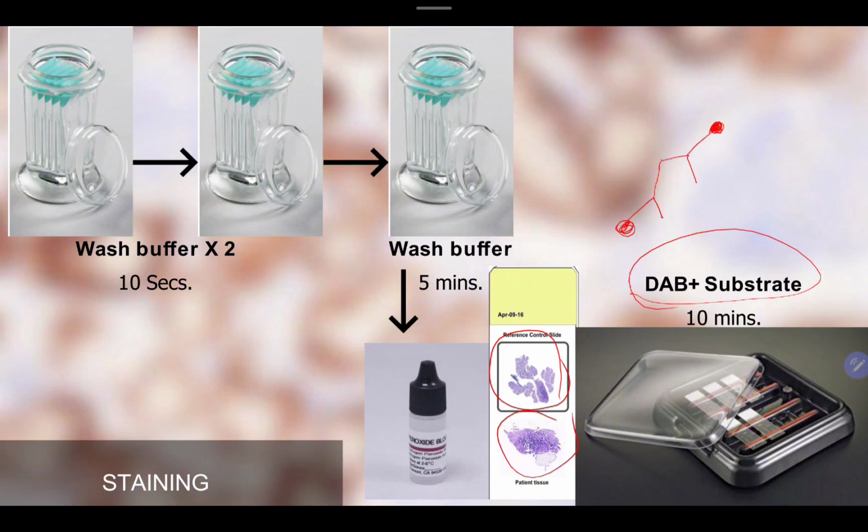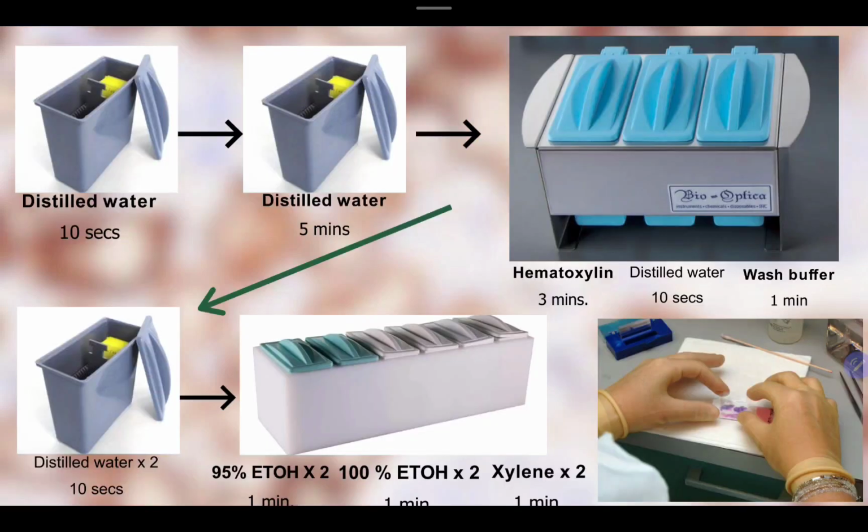And then the DAB substrate will attach, giving the color. This is what we will see under the microscope. So if you see something like this, you're sure it attached to your target antigen. Okay? After that, distilled water, 10 seconds. This is washing. Distilled water, and then counterstaining. Perform counterstaining using your counterstain, the hematoxylin. Distilled water, wash buffer, then distilled water again, times 2. Notice, 10 seconds, right?